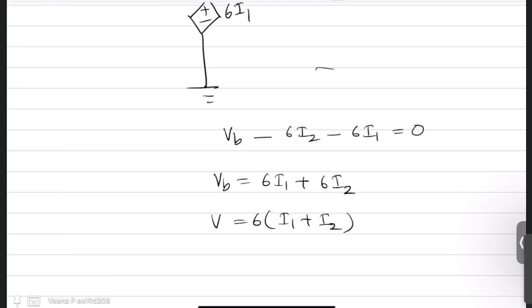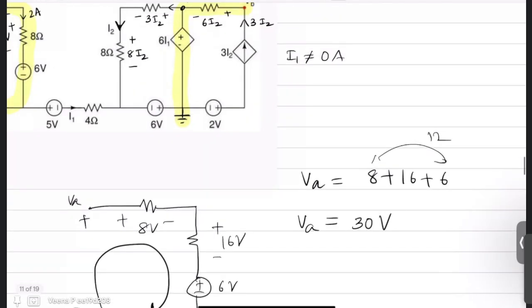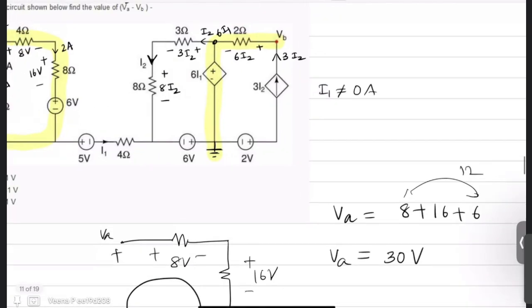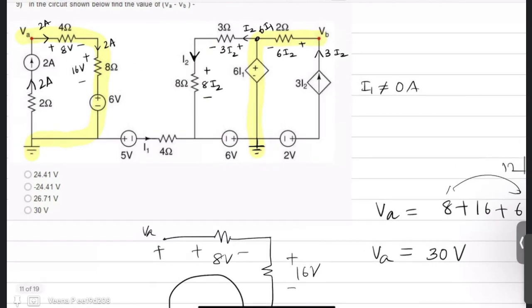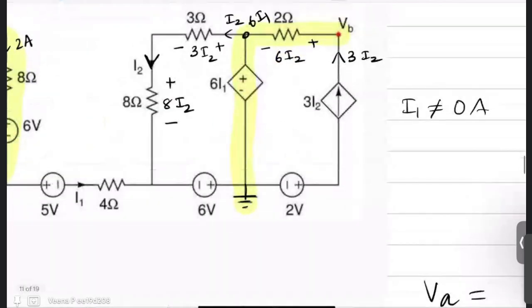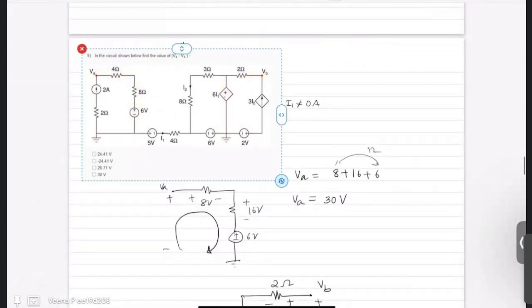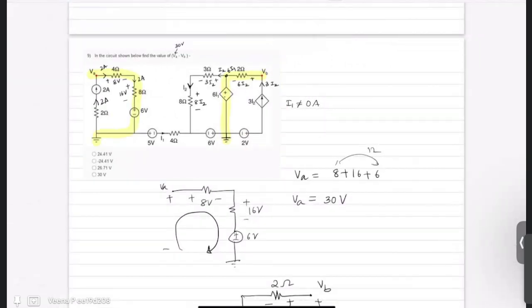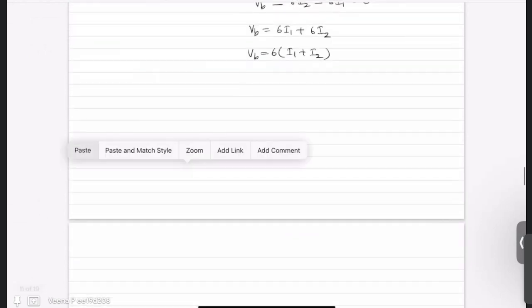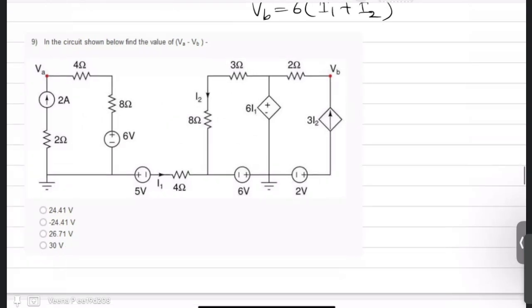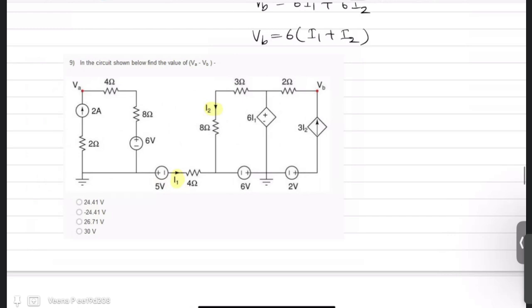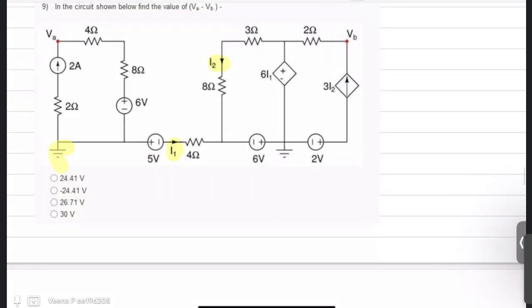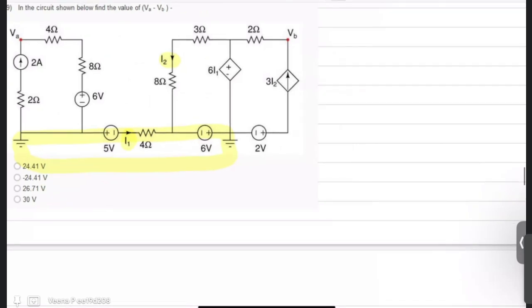Now what is I1 and I2? If we get that, we can find VB. Where is your I2? I2 is this current. So here is your I2, here is your I1. Now how can I find I1? I can choose this loop where I1 flows and apply KVL.